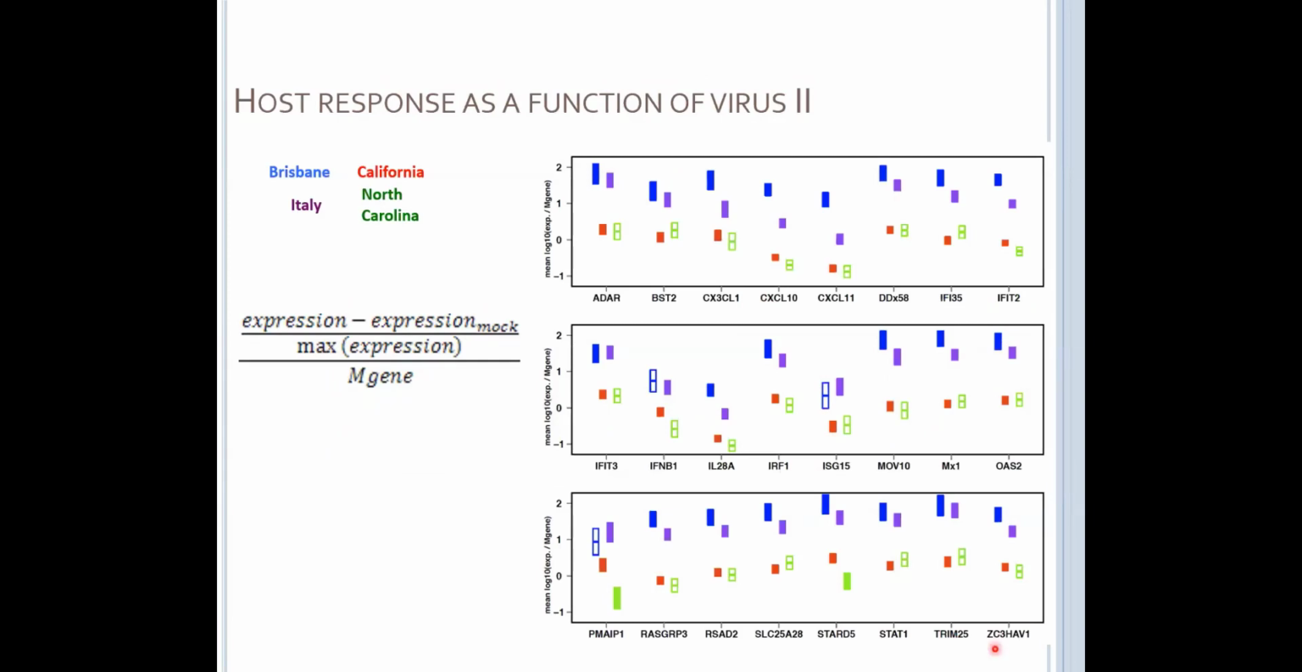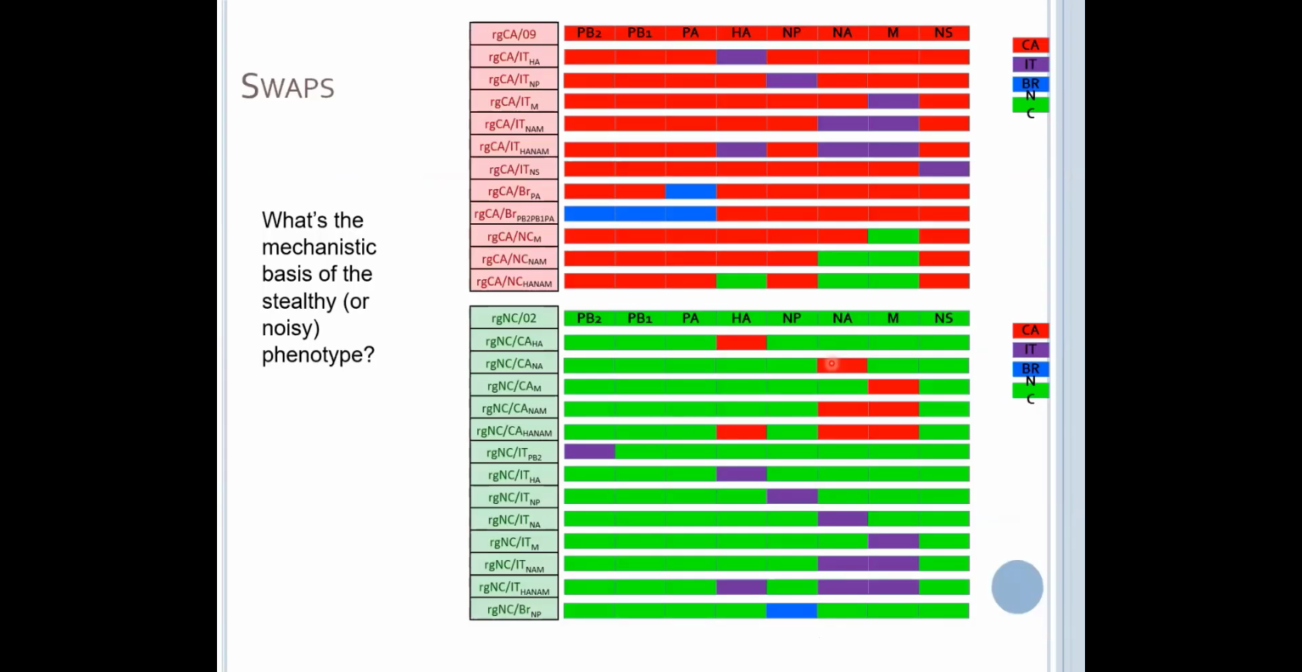And this just summarizes that across many, many genes. The North Carolina and California response were matched and were stealthy. The seasonal and Eurasian response were matched and were noisy. So then we tried to figure out what gene segment was responsible for this. And we assumed it was going to be the NS gene because that's the non-structural protein that interferes the most with type 1 interferon responses.